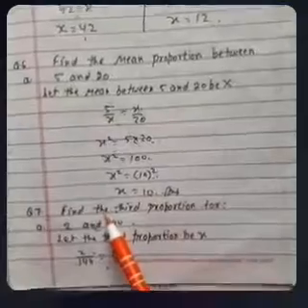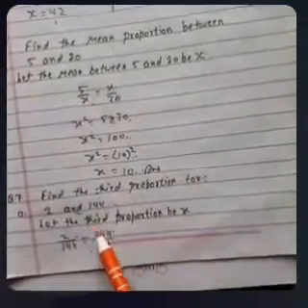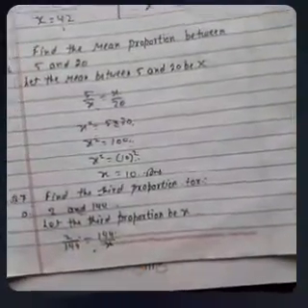Question number 7. Find the third proportion for 2 and 14. Let the third proportion be x. 2 upon 14 and 14 upon x.